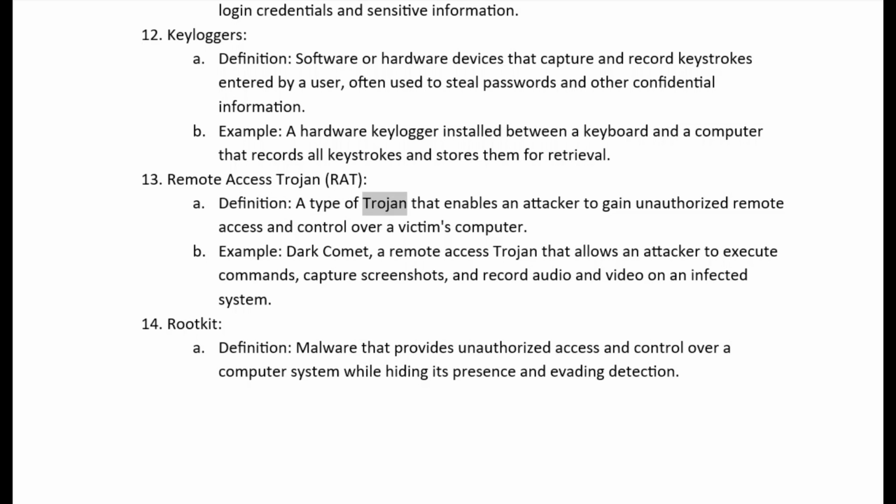Definition: a type of Trojan that enables an attacker to gain unauthorized remote access and control over a victim's computer. Example: Dark Comet, a remote access Trojan that allows an attacker to execute commands, capture screenshots, and record audio and video on an infected system. Rootkit.